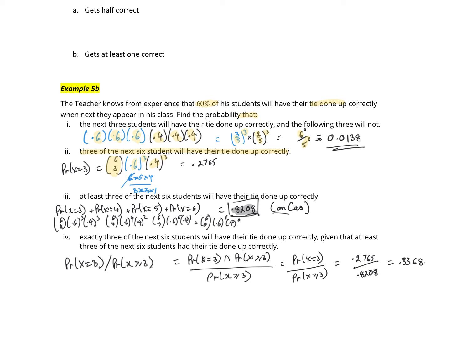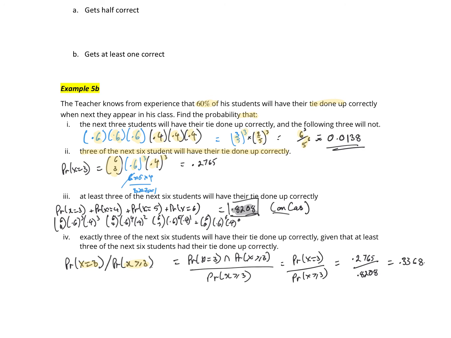Finally, exactly 3 of the next 6 students will have their tie done up correctly, given that at least 3 of the next 6 students have had their tie done up correctly. So clearly it's a given statement, so it's conditional probability. So I'm looking for exactly 3 given greater than or equal to 3.